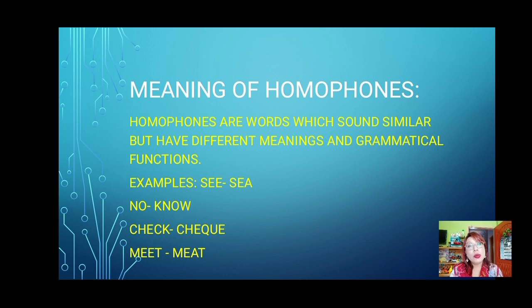The next one is meet, M-E-E-T, when you go to meet people. But supposing your mother asks you to go and buy meat, maybe chicken meat, it has a different meaning, but the sound is the same and it has different grammatical usage. So students, I hope all of you have understood what homophones are, but in today's class we are going to take up the three homophone words: to, too, and two.